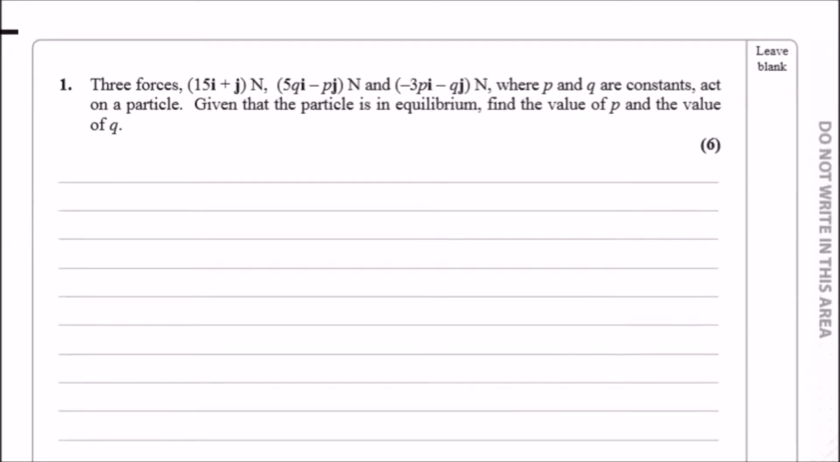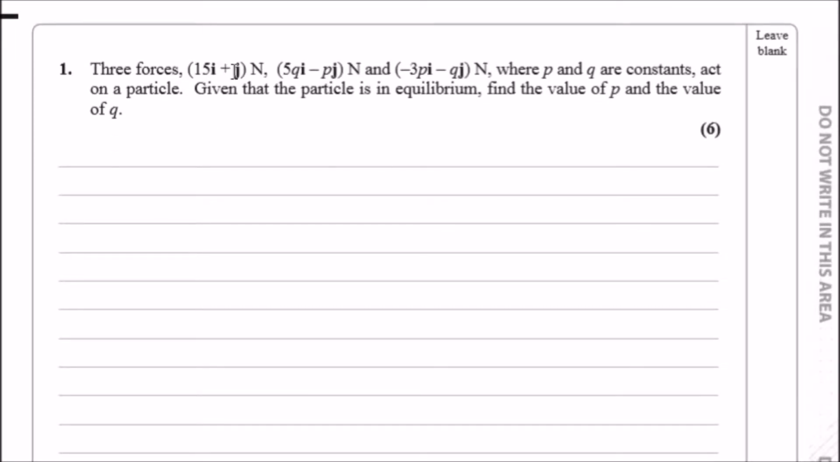Okay, so three forces, 15i + j newtons, 5qi - pj newtons, and so on, where p and q are constants, act on a particle. Now, given that the particle is in equilibrium, in other words, this means that the resultant force is equal to 0, find the value of p and the value of q. So all this means that we need to add all these forces, let's call them F1, F2, F3, and they all sum up to 0.